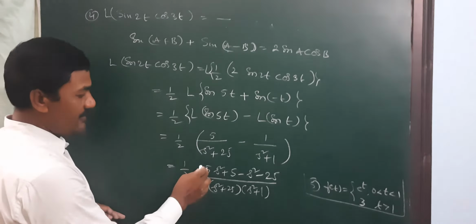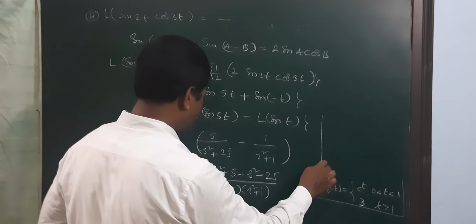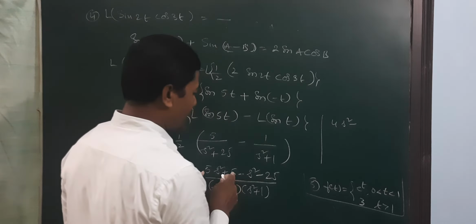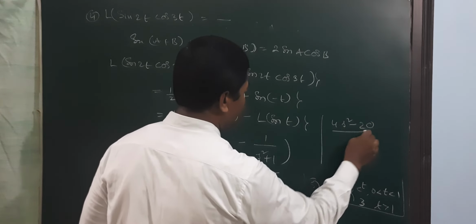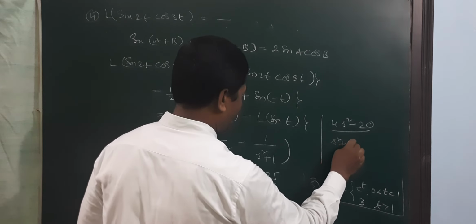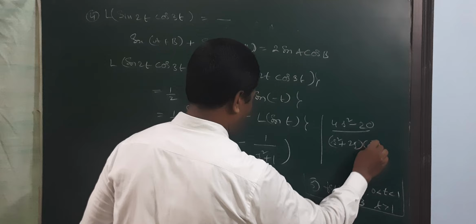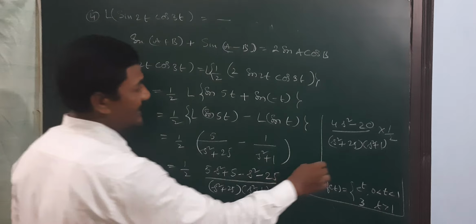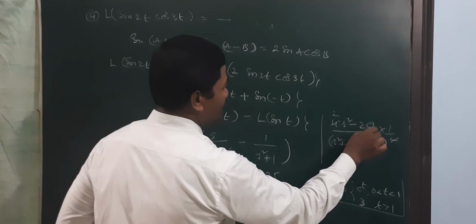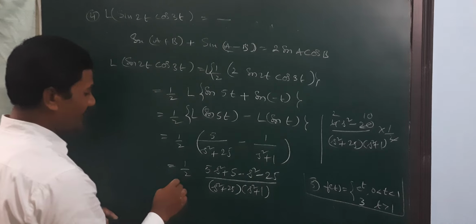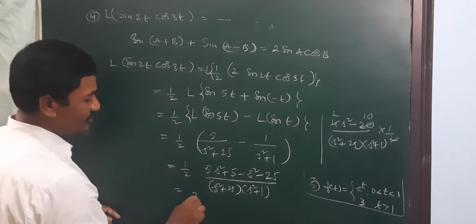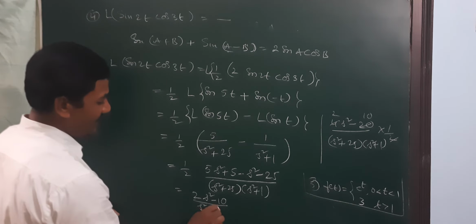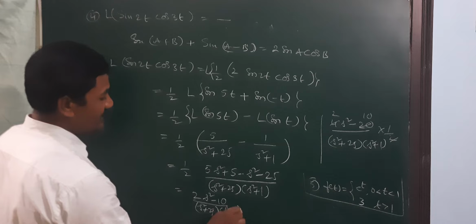So 5s square minus s square, what is the final value? 4s square, 5 minus 25 is minus 20, by s square plus 25 into s square plus 1 only. Half is a common term, so we can cancel it: 2 times, and this is 10 times. The final answer is 2s square minus 10 by s square plus 25 into s square plus 1.